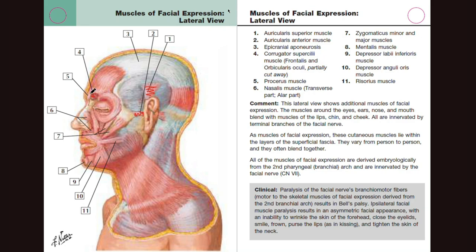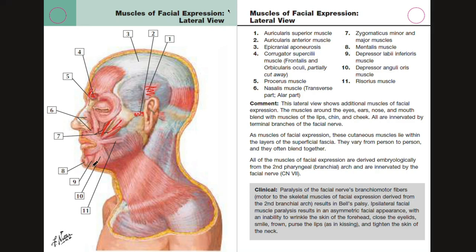And anterior to it is the procerus muscle. Number 6 here is the nasalis muscle. And posteriorly, we see the zygomaticus minor muscle anteriorly. And behind it, the larger muscle strip is the zygomaticus major.